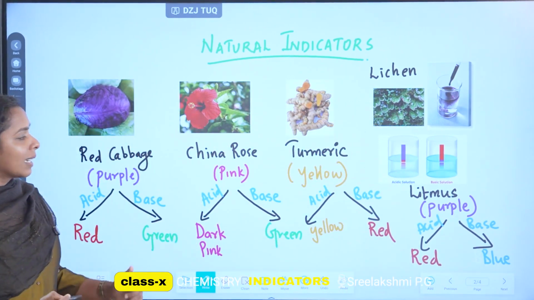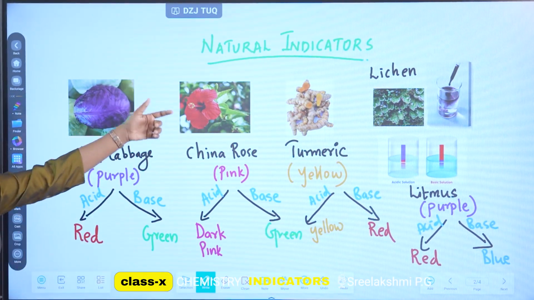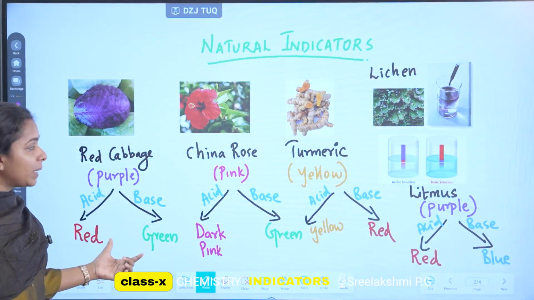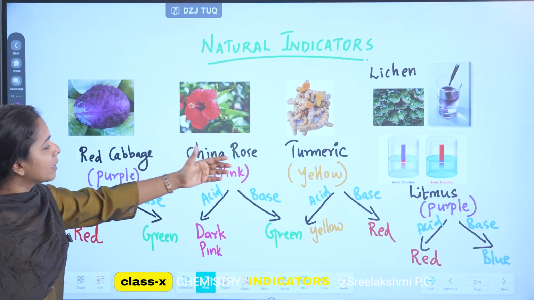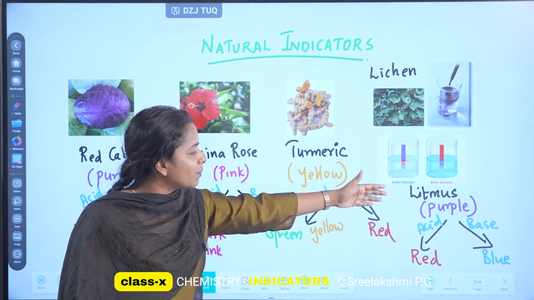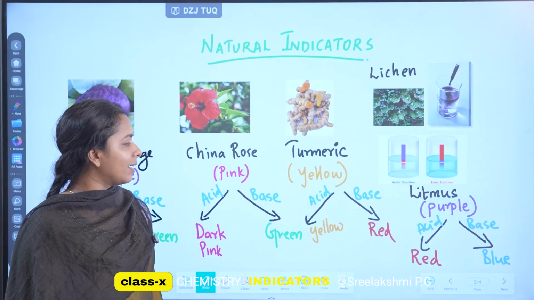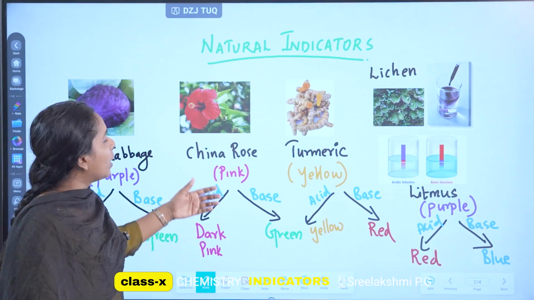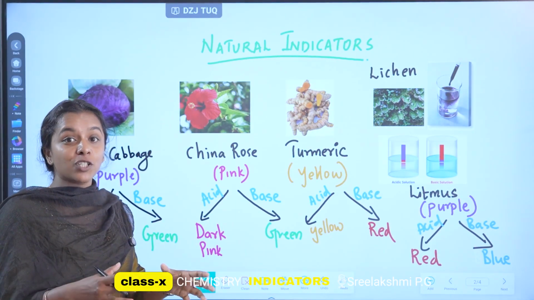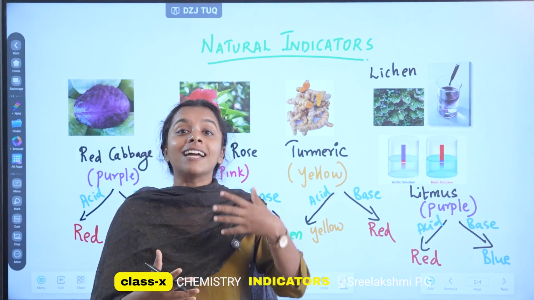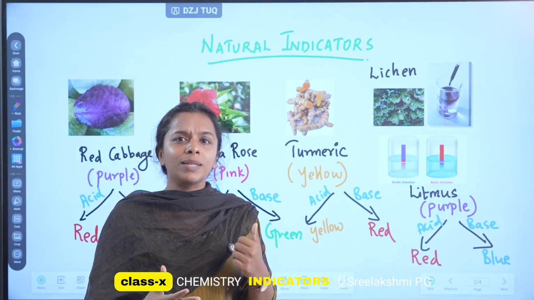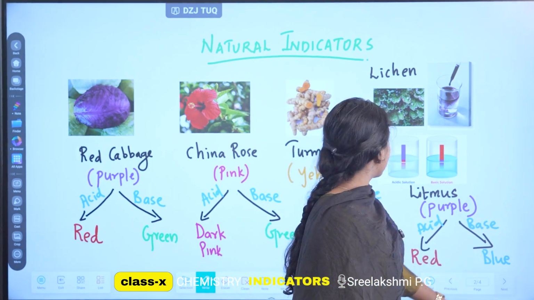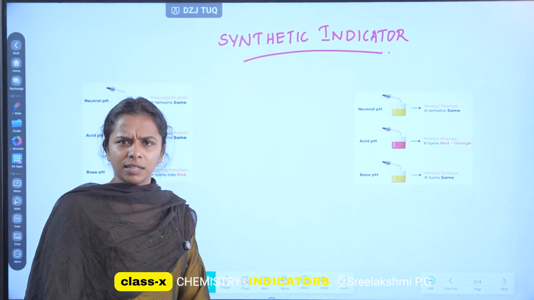So this is the color change of all the natural indicators. The first one is red cabbage, which is purple, China rose pink, and turmeric yellow, and litmus solution is purple in color, and they give these respective colors. I hope you understood what a natural indicator is. Natural indicators are indicators derived directly from nature. Now we will move on to the second category, that is synthetic indicator.